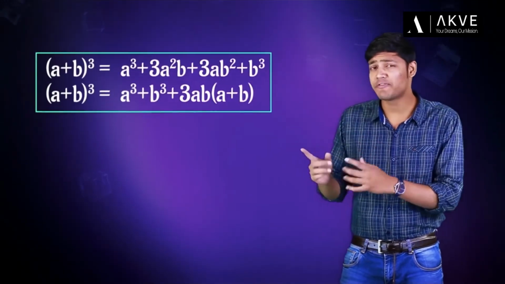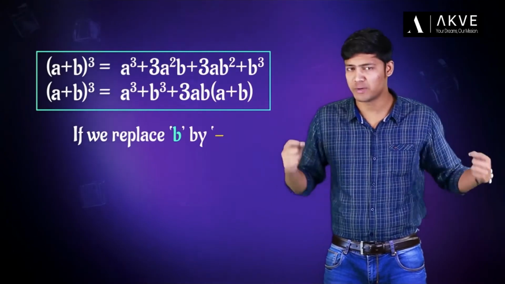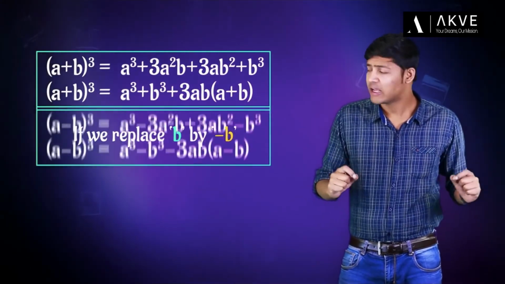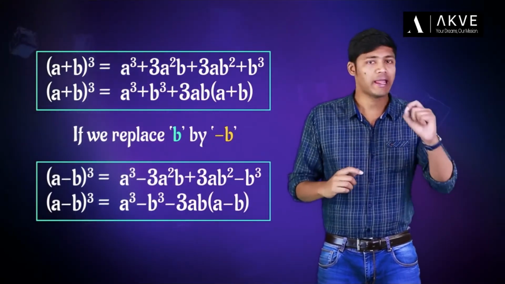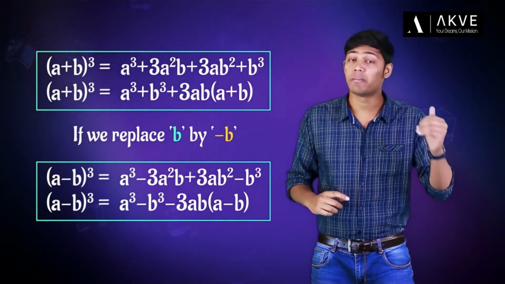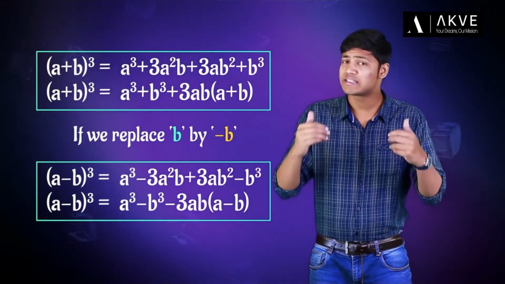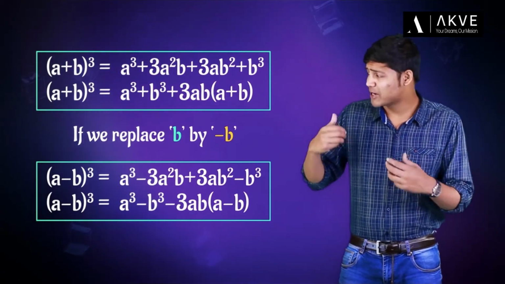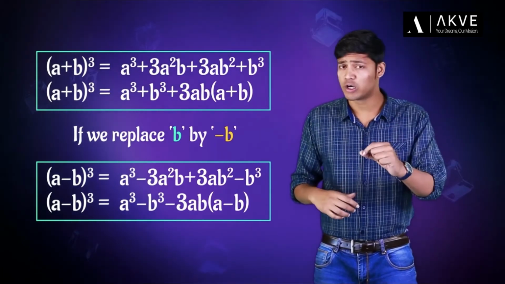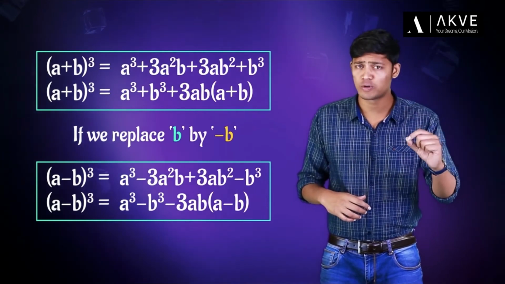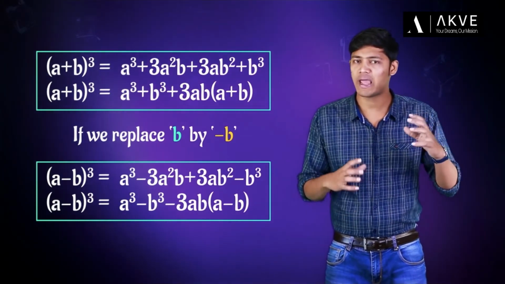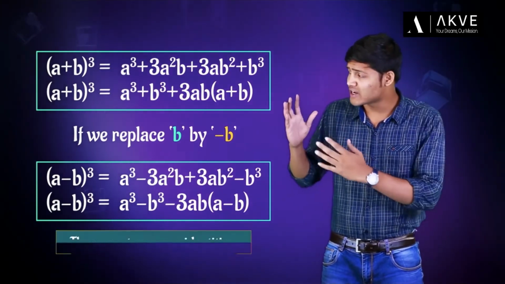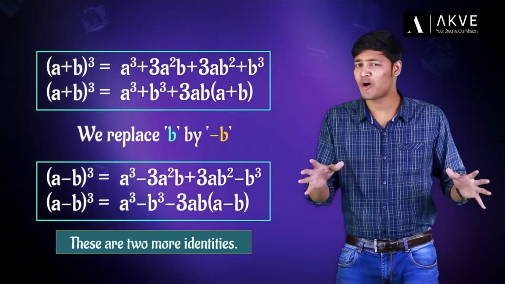Now, in this, if we replace b by minus b, we get the identities (a minus b) whole cubed equal to a cubed minus 3a squared b plus 3ab squared minus b cubed, and (a minus b) whole cubed equal to a cubed minus b cubed minus 3ab multiplied by (a minus b). So, these are two more identities. Now, let's keep these identities aside and work on an expression.